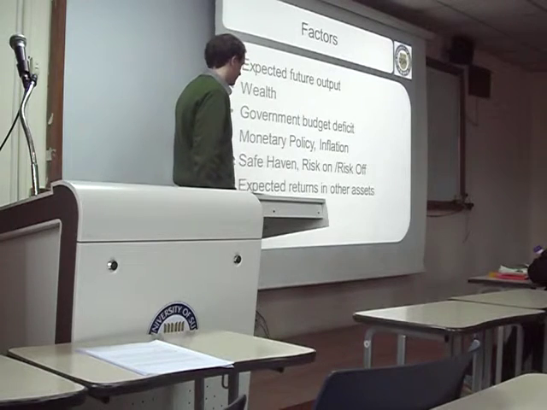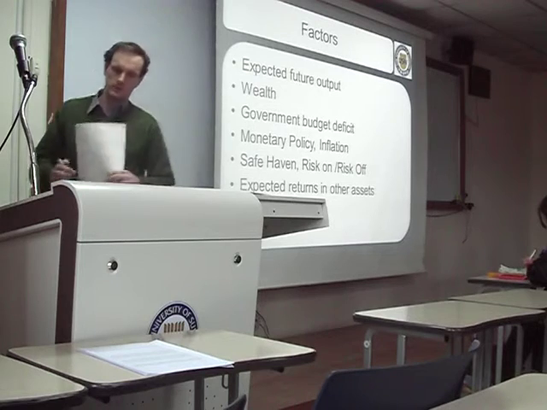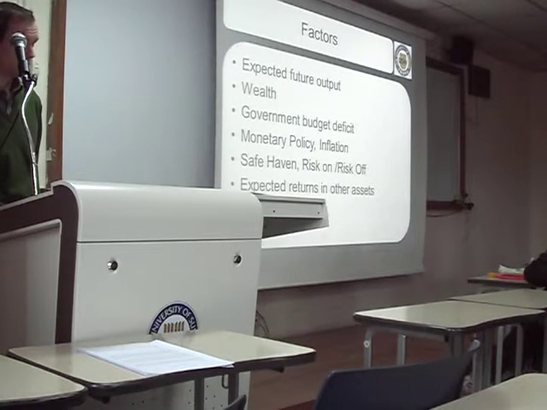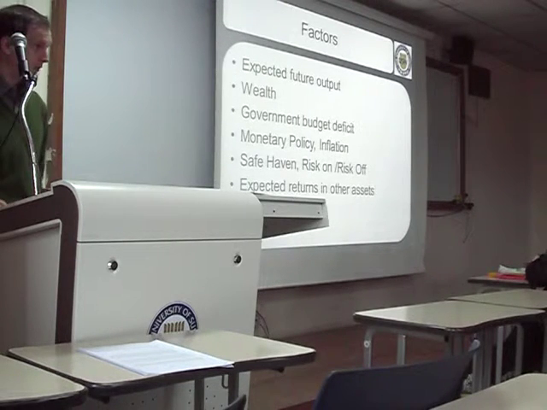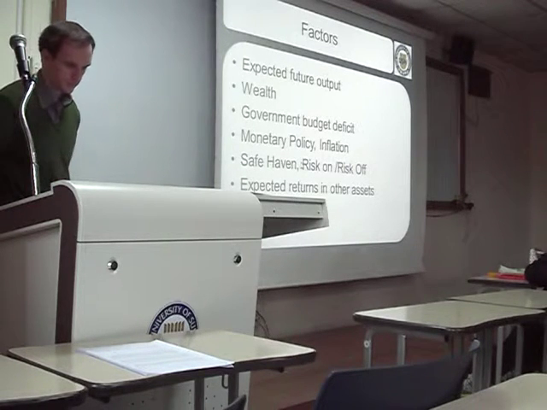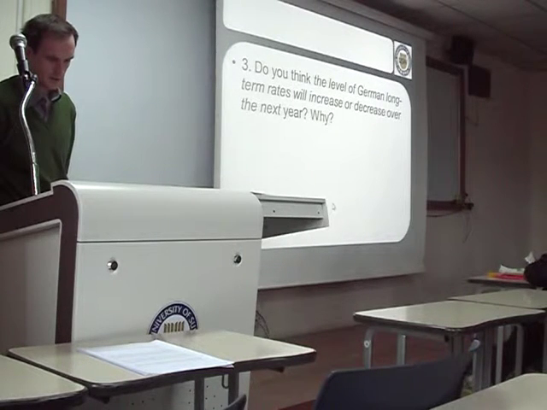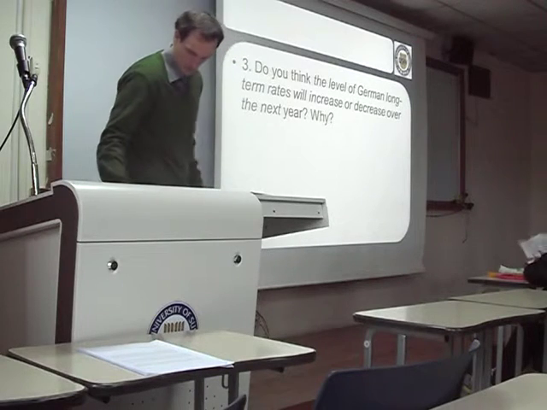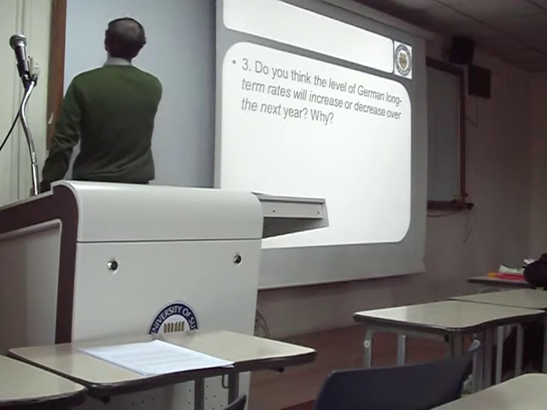And safe haven, right, was expected returns in other assets. Maybe people want to invest in German bonds because they're not making good returns in stock. So the German bond interest rate was actually getting lower, even though we had a crisis, okay? So then we're going to talk about the German long-term rates and the Greece long-term rate for the next year. So first we need to talk about another couple of things affecting. So we're going to talk about the current account.